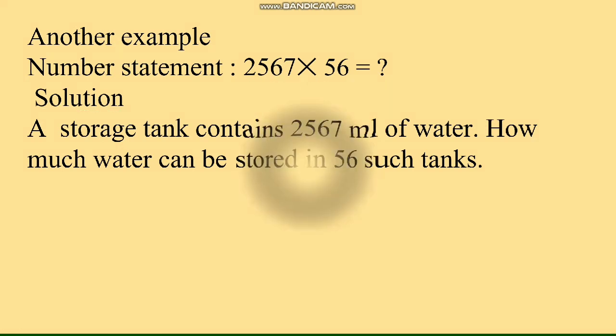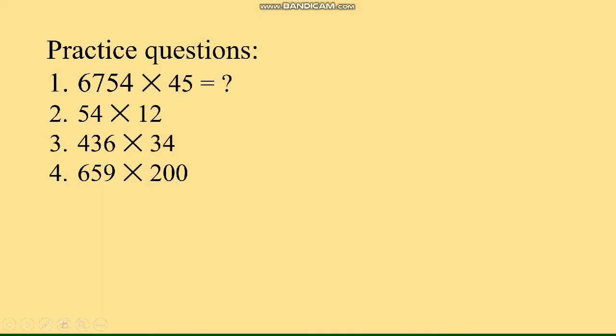Now let us take another example. Now over here, you have got this question, 6754 multiplied by 45. Now you have to write a word problem for this. So how will you do it? Let me help you with this. You can say that a factory produces 6754 meters of cloth per day. How much cloth, or what quantity of cloth, can be produced in 45 days? Okay. So this way you can make a word problem for this question.